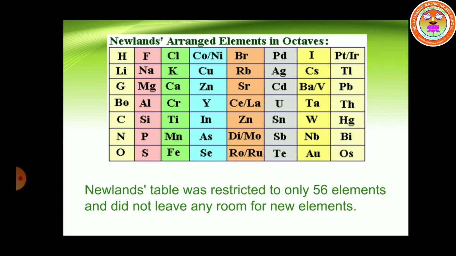And the third limitation. This law was restricted to only 56 elements and did not leave any space for new elements. We know day by day new elements will be discovered, but this table was restricted to only 56 known elements at that time and did not leave any space for new elements.